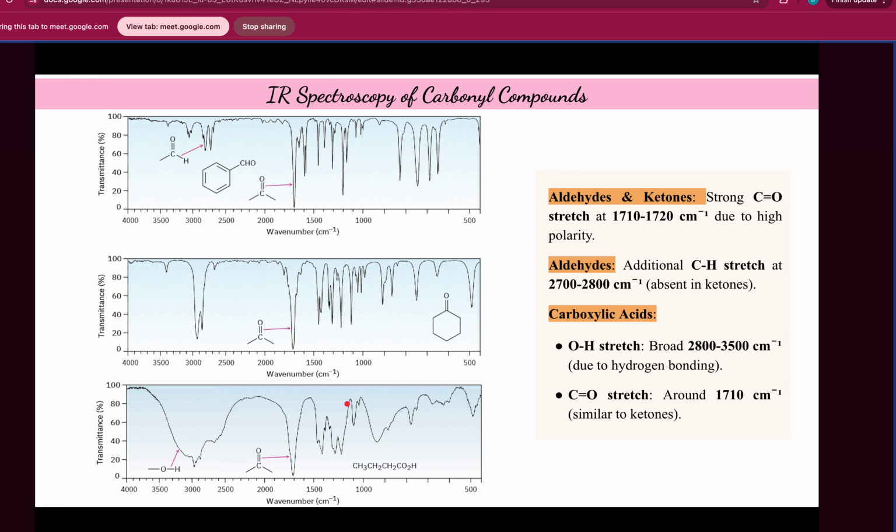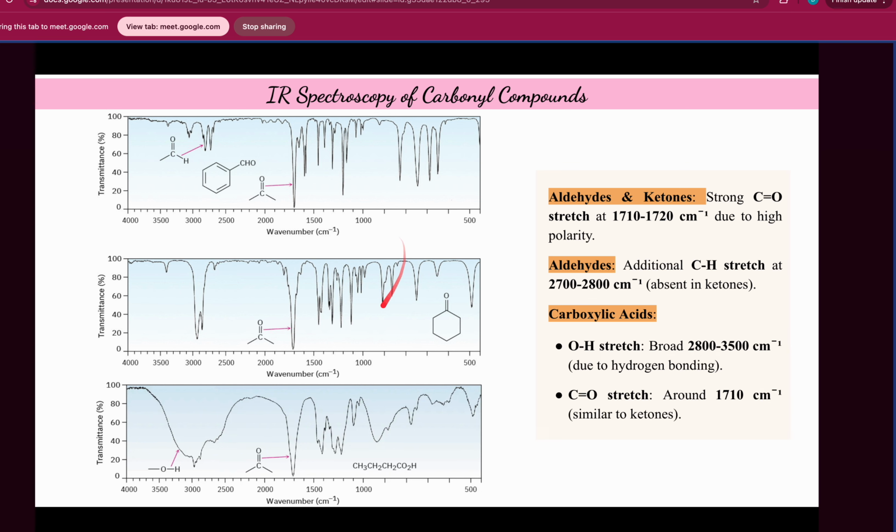Now come carboxylic acids. In carboxylic acids also, we will see this C double bond O stretching, which will appear at the wave number 1710. But the main important unique feature of carboxylic acid is that there is an OH group present. This OH stretching will be a broad band, observed at around the wave number of 2800 to 3500 centimeter inverse.